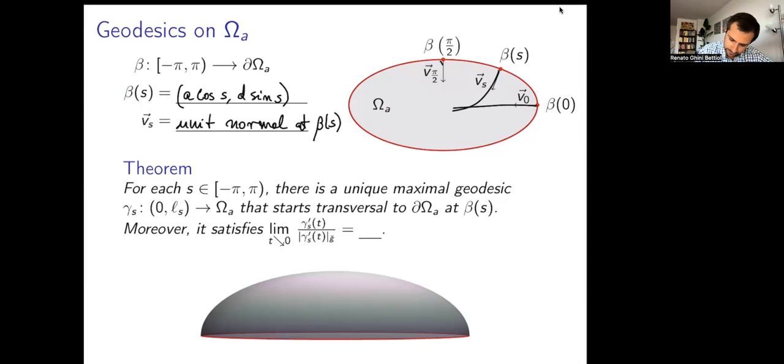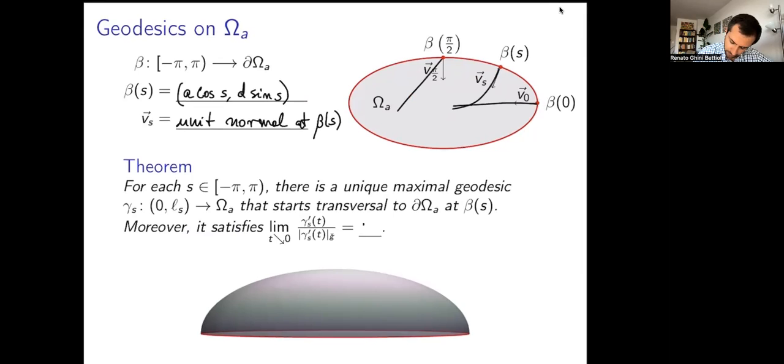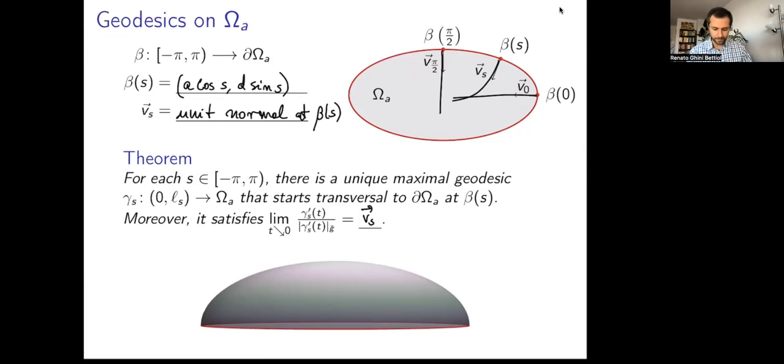For any S, there is a unique maximal geodesic which starts transversal to the boundary. And moreover, it satisfies that the initial velocity is precisely this unit vector. So this is saying that, for example, something like this cannot occur. If I start from the boundary, it must actually be orthogonal. And so there's only one through each point. Okay, so there's only one through each boundary point, the one going in orthogonally.